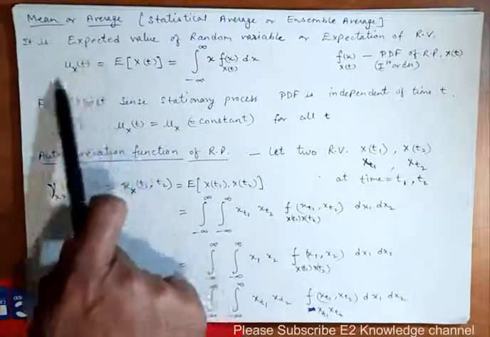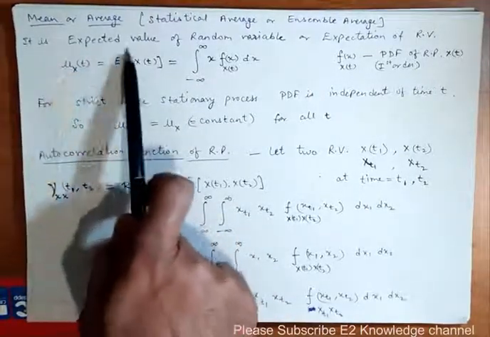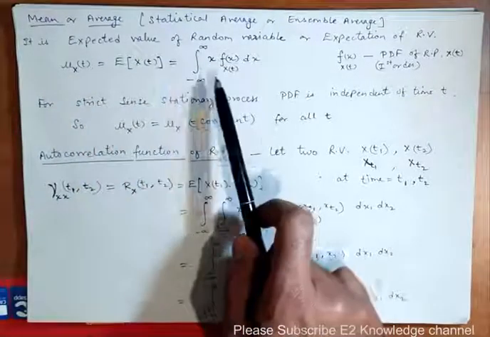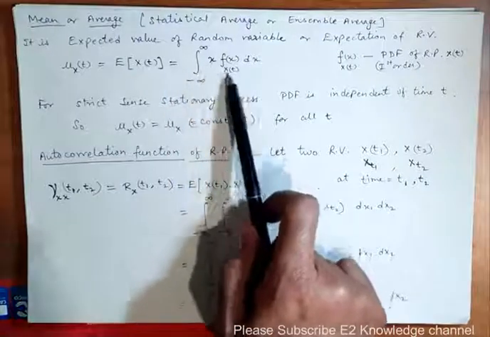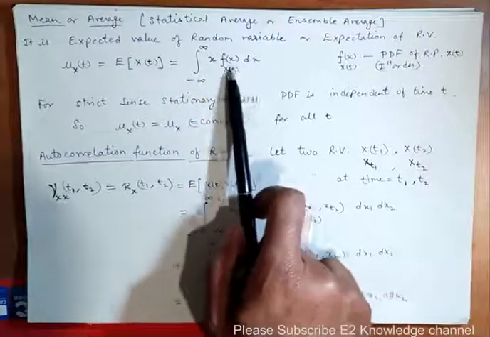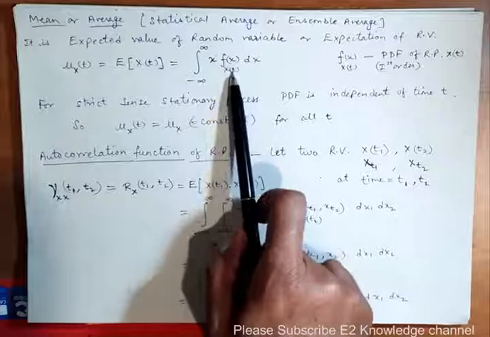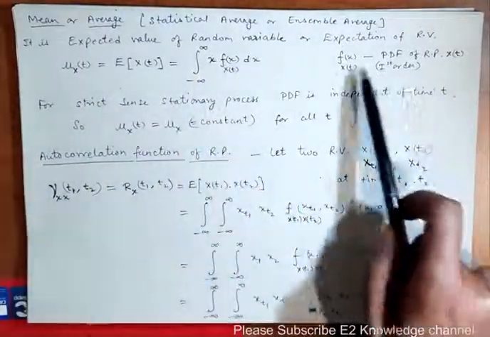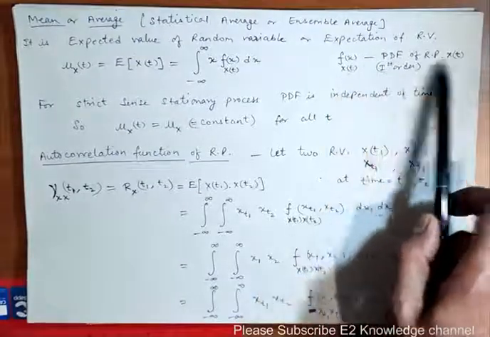And it is the symbol of mu x(t), or E of the function, the random process X(t). It is also written in this form, integral of x f(x) dx, where f(x) is the PDF of the random process X(t), that is, the first-order PDF of the random process X(t).